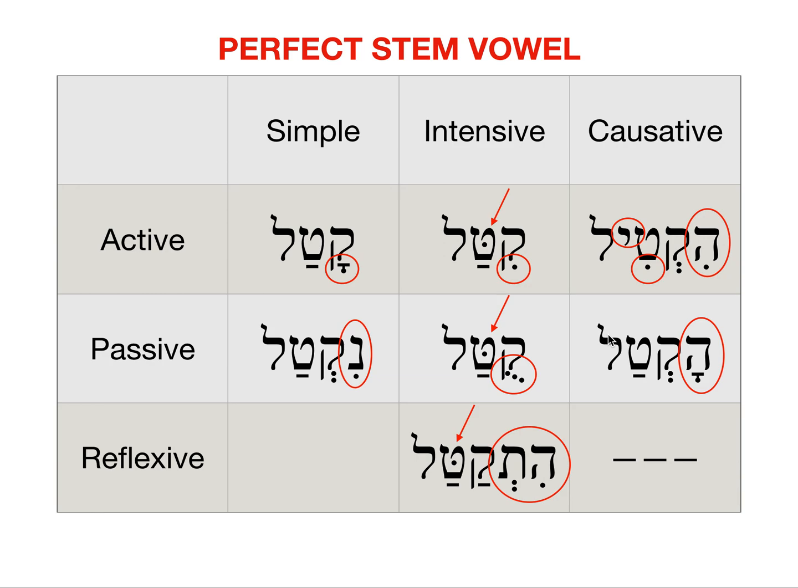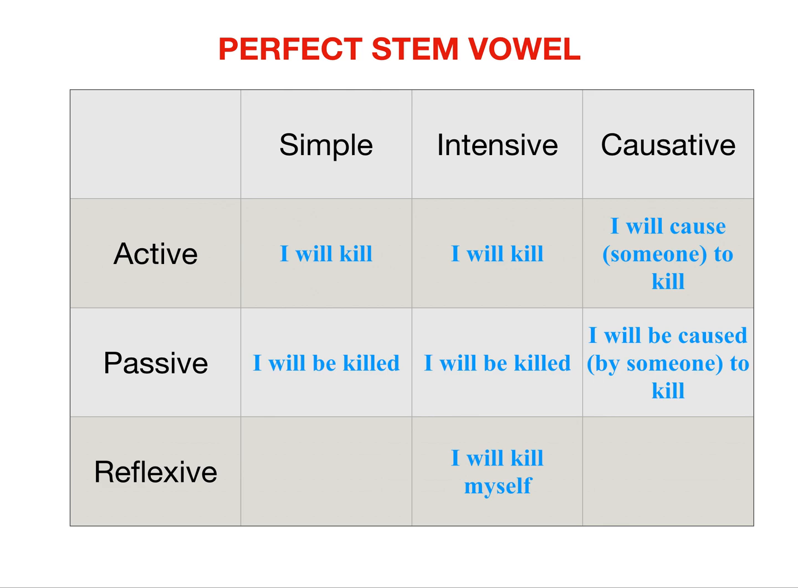One thing to notice is that the vowels of the perfect stems are identical to the names of the actual stems. So kal would be a, nifal is the ni, pi'el is the pi, right? Pual is the u, hitpael is the hit, hifil you have the ee, and hofal you have the o a. Okay. The meaning of the stems, the actives, simple and intensive, translate them the same in English.